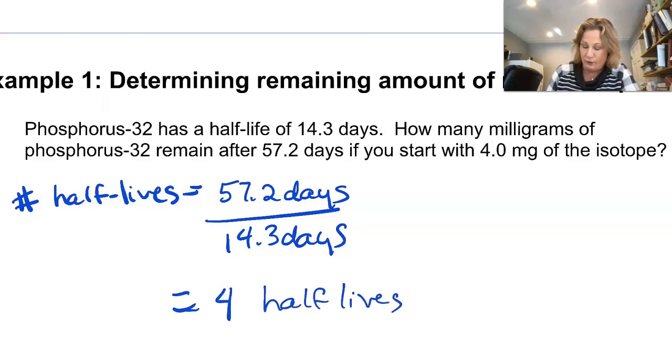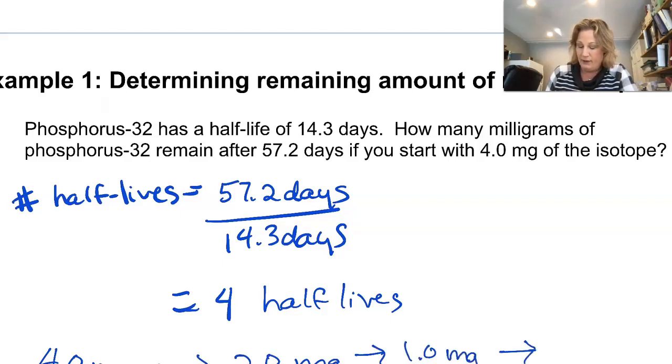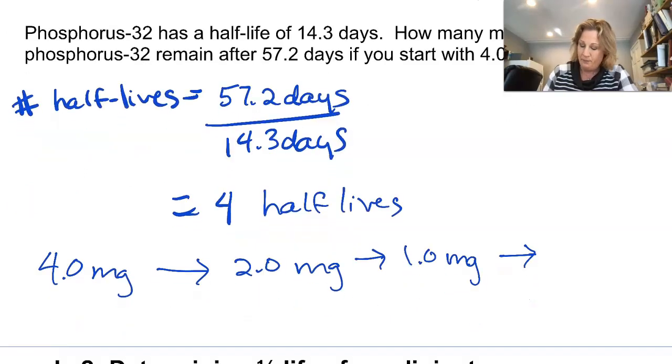half-lives. So if it's a 4 milligram sample, after 1 half-life, you'll have 2 milligrams. After another half-life, you'll have 1. Another half-life, so I'm on my 3rd half-life, we're going to have a half a milligram. And then 1 more half-life, and we'll have 0.25 milligrams. So the answer is 0.25.